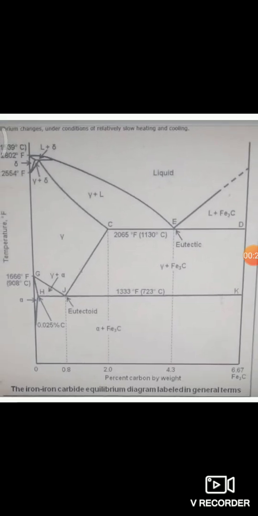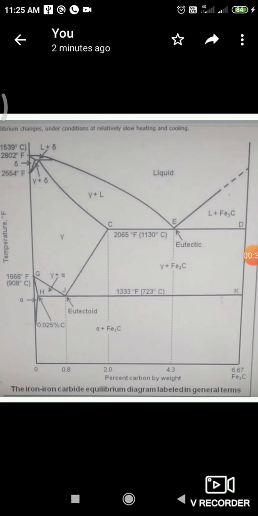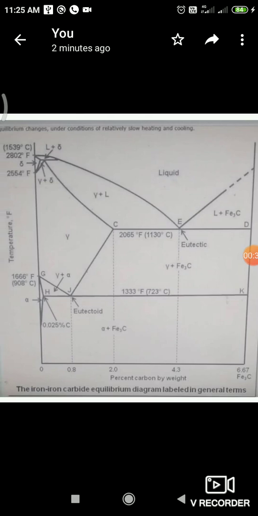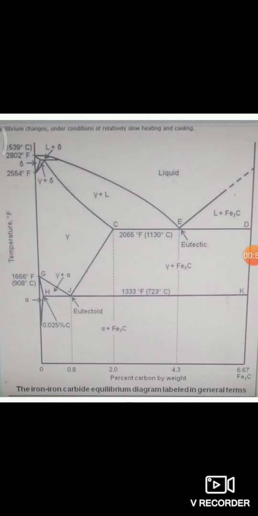Basically, iron shows different phases at different temperature levels. That property of iron is known as allotropy of iron, and this allotropy, showing different phases at different temperature levels, can be seen on this iron carbon equilibrium diagram, also called the Fe3C diagram. In Fe3C, one carbon atom reacts with three iron atoms.